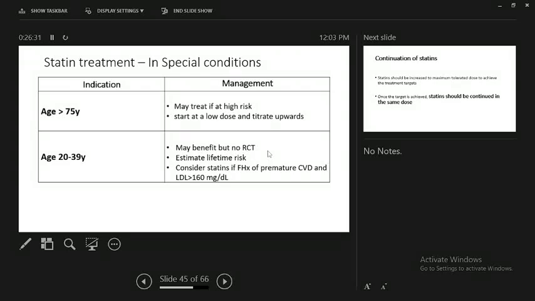So what about elderly patients above 75 years? If they are already on a statin, you may continue it. If the patient has had a major cardiovascular disease, you can start a statin, but in that situation you can start with a lower dose, maybe 20, and up titrate gradually.